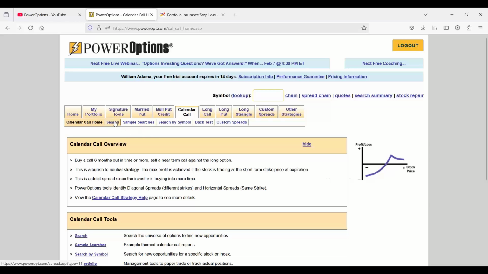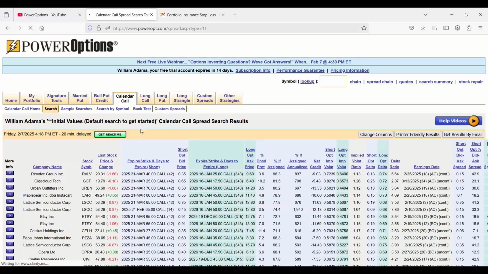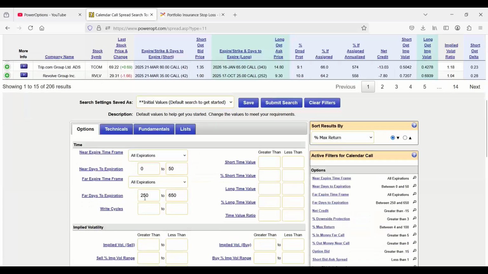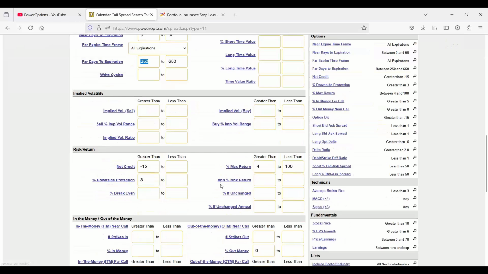What would I try to look for in this scenario? Well, I try to just use the search tool itself. And we're just going to go into one of the default calendar spread searches. Which one do I have? Initial values. That's a good starting point. This is looking at the nearest expiration that's beyond 20 days out in time, compared to a leap option that's at least 250 to 650 days out in time.